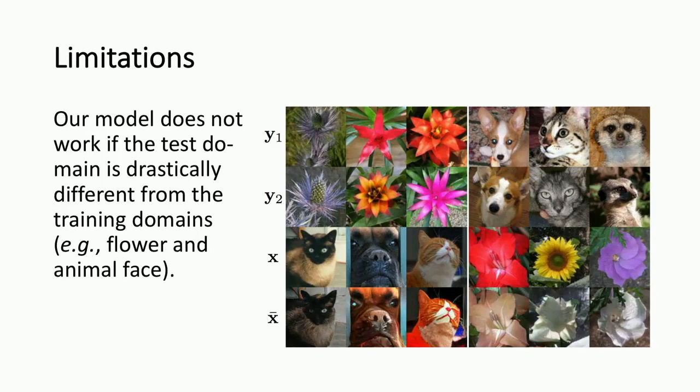And here are some limitations where our model does not perform very well. The model does not work very well if the test domain is drastically different from the training domains. It still relies on the information it learns while translating between many different domains during training. For example, if it's translating between different animal domains, it can generalize to different animals, but it's hard to generalize to other, drastically different domains like flowers. If we train this model on the animal domain and give it flower images, it won't really transfer the animal to the flowers.